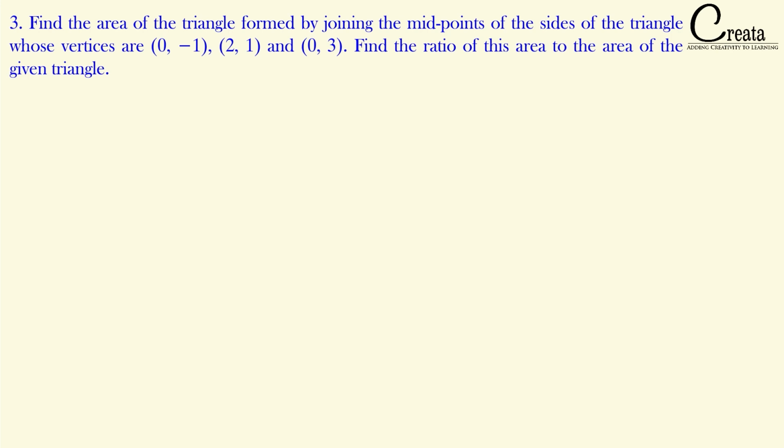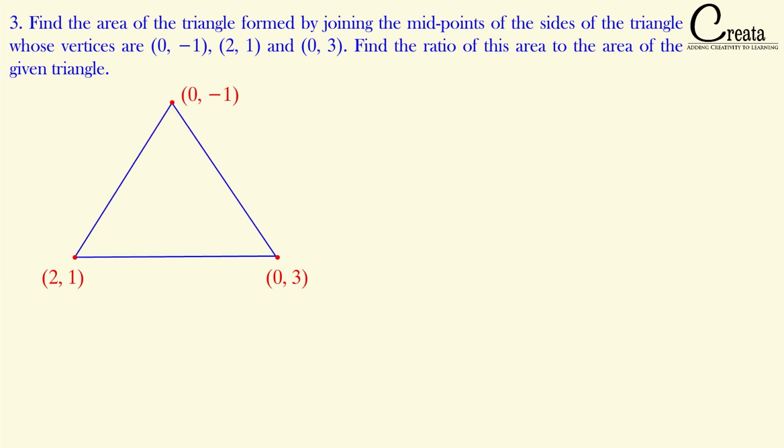Very good question. Firstly, let's observe the question. In this question, 3 points are given: (0, -1), (2, 1) and (0, 3). These 3 points are forming a triangle. Let's give the name ABC to this triangle. Further in the question, it is also given that one new triangle is formed by joining the midpoints of all the 3 sides. Let's name the midpoint of AB as D, BC as E and AC as F.